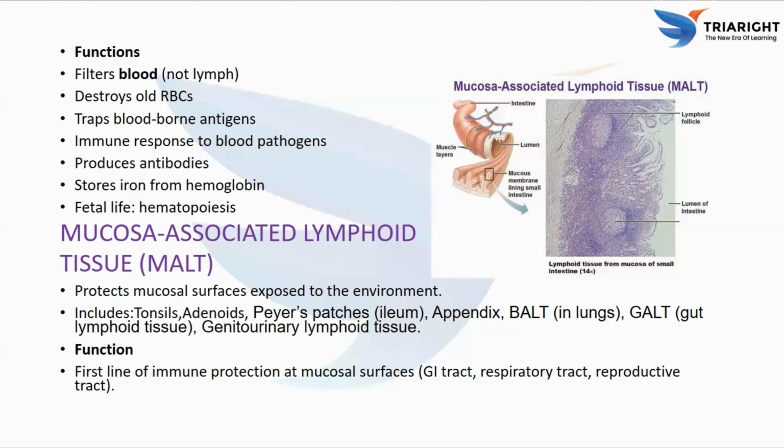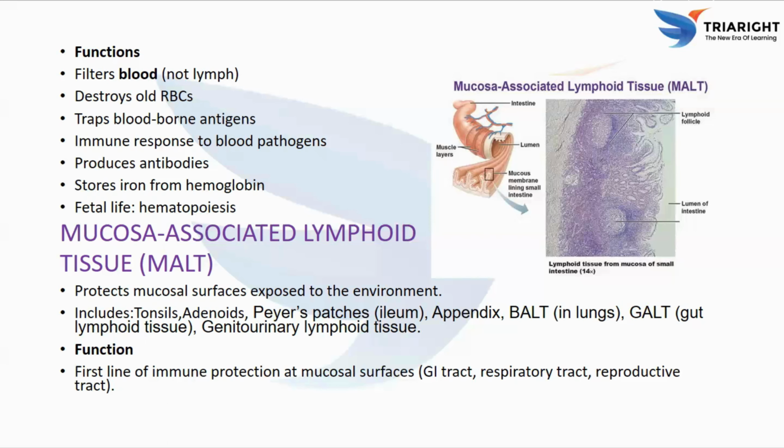Now what are the parts of the MALT? Mouth or throat. So what is the immune tissue? Tonsils and adenoids. Small intestine, that is Peyer's patches. In the appendix you have immune tissue. In the lungs you have the BALT. Digestive tract, GALT, and the genital or urinary tract has genitourinary lymphoid tissue.